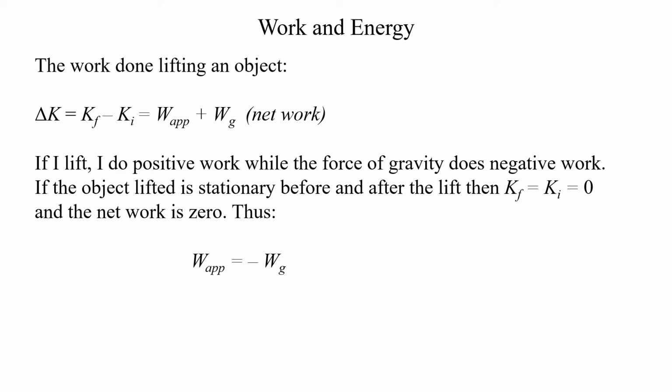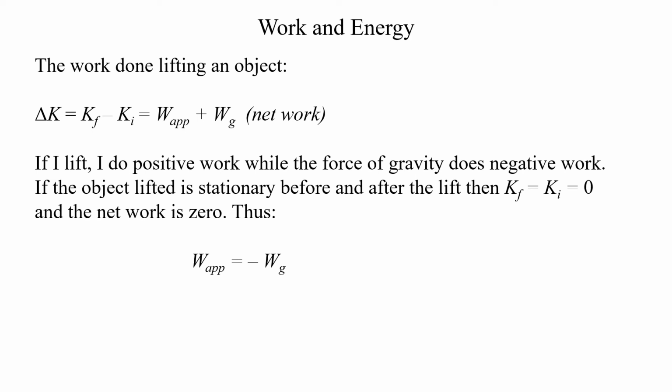So if the object that I lift is stationary before I lift it, and it's stationary after I lift it, then the kinetic energy change, of course, is zero, because it's stationary at the beginning, K equals 0. It's stationary once I reach the maximum height, K equals 0 there. So the change in kinetic energy is 0. So that means the net work is 0, which means that the work that I do is equal to the negative of the work done by gravity. Since the work done by me plus the work done by gravity must sum to 0, that means the work that I do is equal to the negative of the work done by gravity.